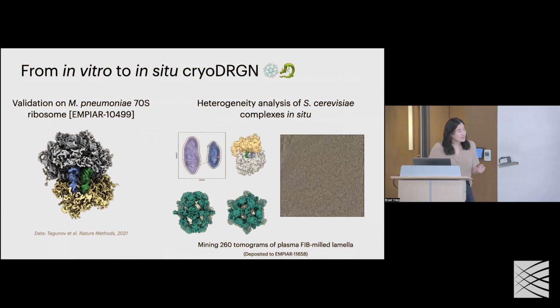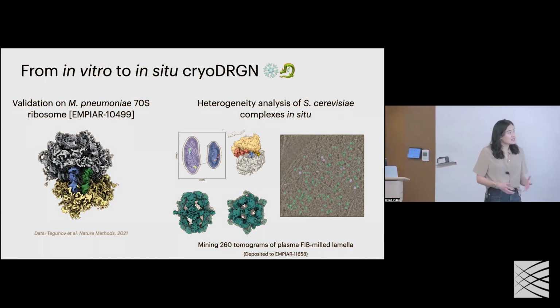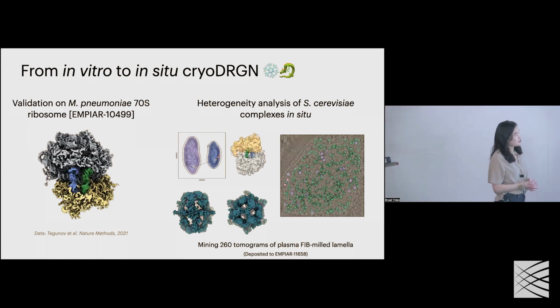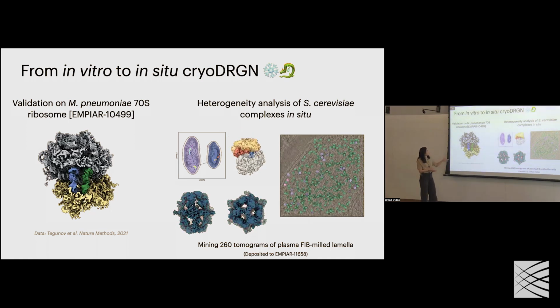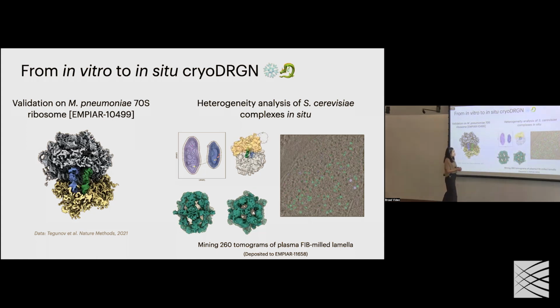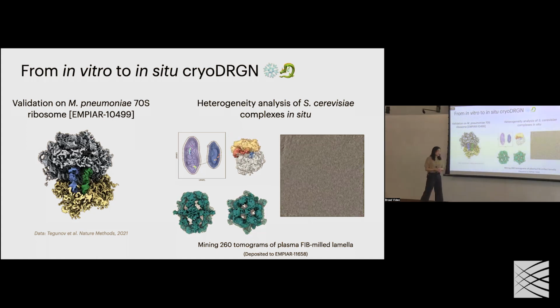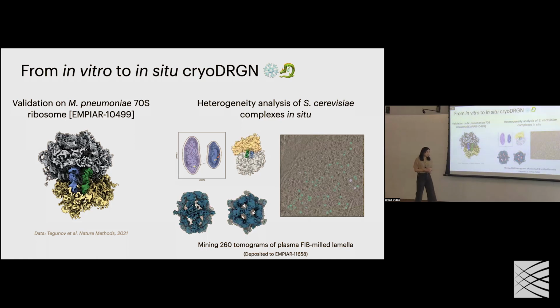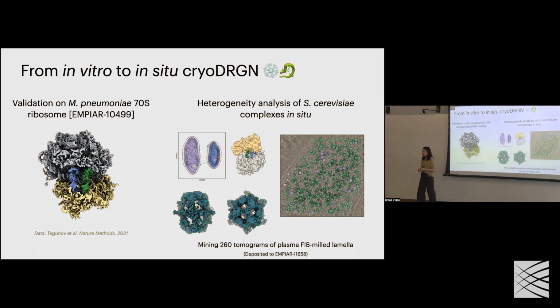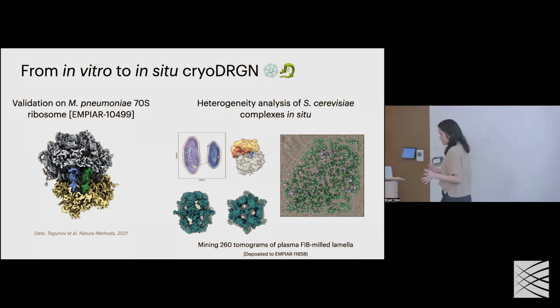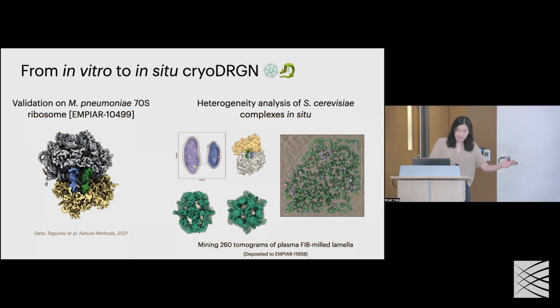In the development and analysis of cryoDRGN ET, we were able to apply it to the 70S ribosome from the Mycoplasma pneumoniae data set done by the Mahamid Lab at EMBL Heidelberg, and see the same translational states. And also in collaboration with Thermo Fisher, they collected this very large data set of plasma FIB-milled lamella of S. cerevisiae, and we were able to characterize the conformational landscapes of the ribosomes and fatty acid complexes.